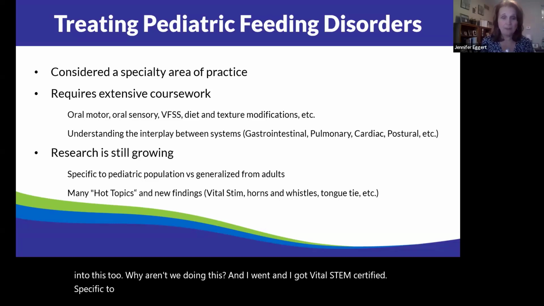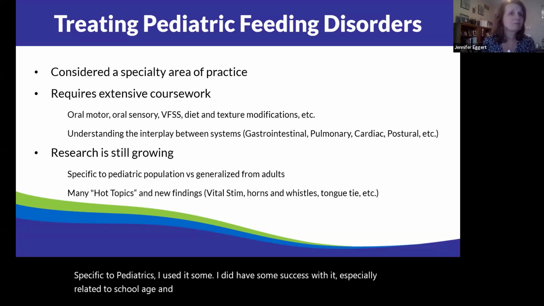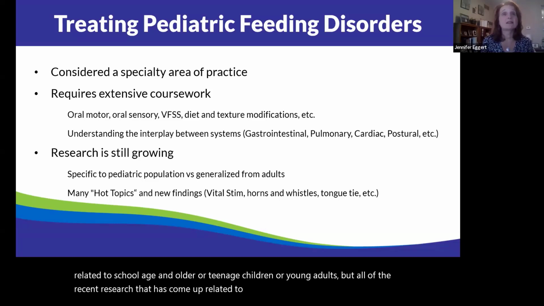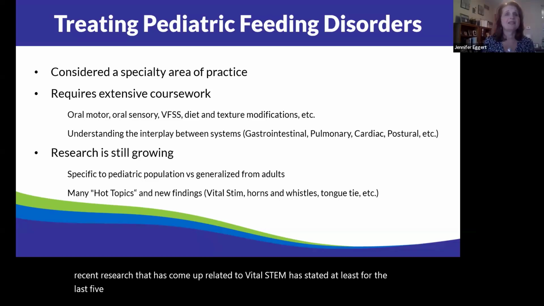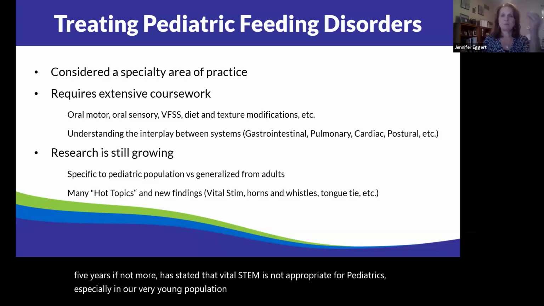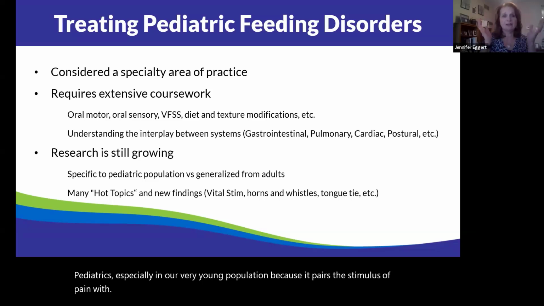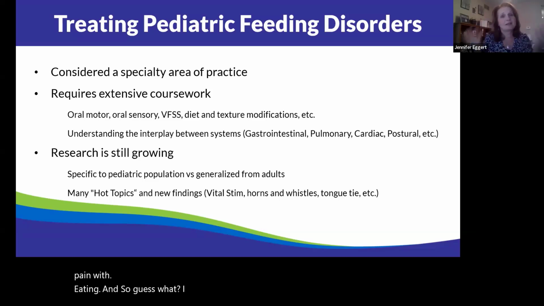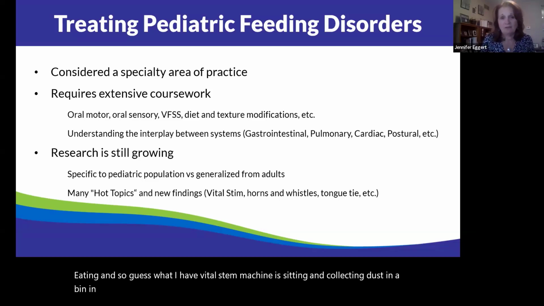I used it some. I did have some success with it, especially related to school age and older or teenage children or young adults. But all of the recent research that has come out related to VitalStim has stated, at least for the last 5 years, if not more, that VitalStim is not appropriate for pediatrics, especially in our very young population, because it pairs the stimulus of pain with eating. And so guess what? I have a VitalStim machine. It's sitting and collecting dust in a bin in my office.